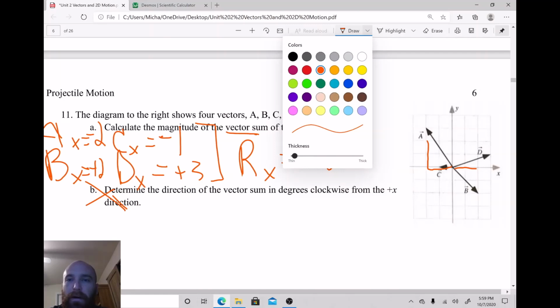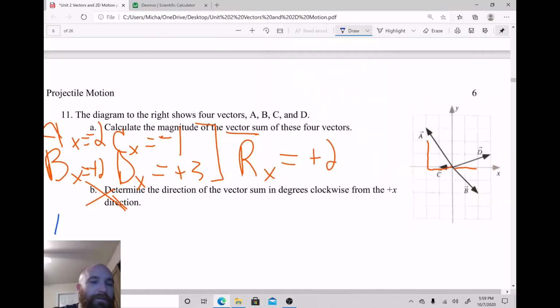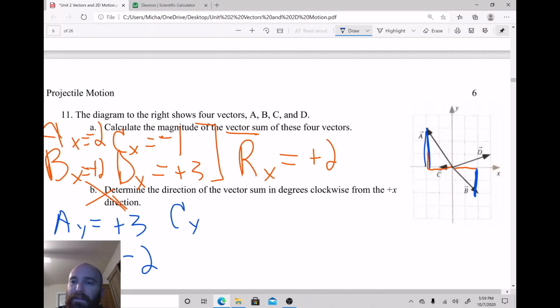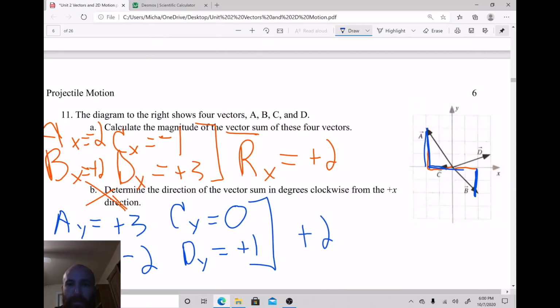Let's change colors for our Y direction, because again, we do all of these things separately. The Y component of A is +3, because that's how far up it goes. The Y component of B is, I think, -2, because that's how far down it goes. The Y component of C is right on the axis. It doesn't go up or down, so I'm going to call it 0. And the Y component of D is +1. Add all of those together and we get +3 - 2, that's 1, and then plus another 1. I think that's +2. And again, that is the resultant's Y component.